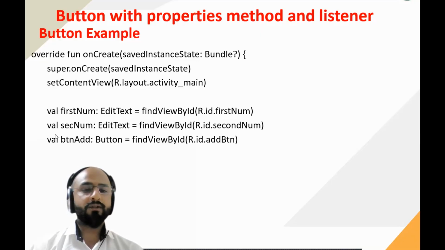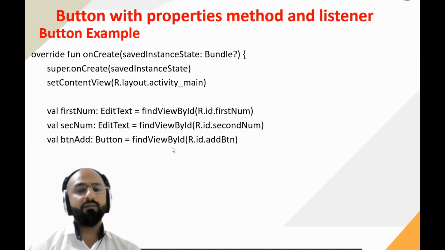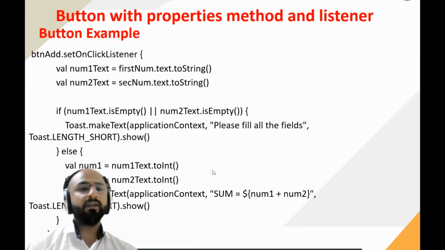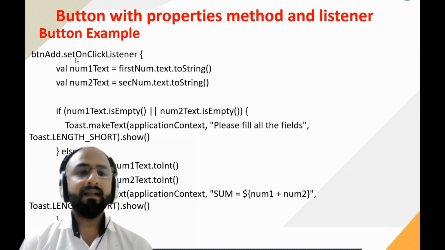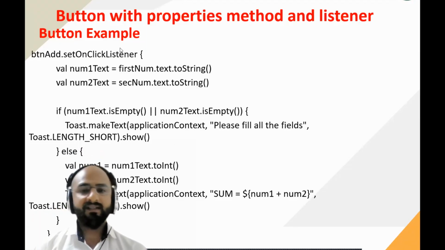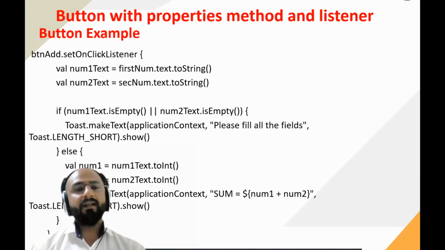And I have taken a button also. Variable for button, add: Button = findViewById(R.id.addButton). Now, when the user clicks on the add button, what is the listener? The listener of the button is setOnClickListener. Keep this point in your mind. This is very important. The listener of the button is setOnClickListener.